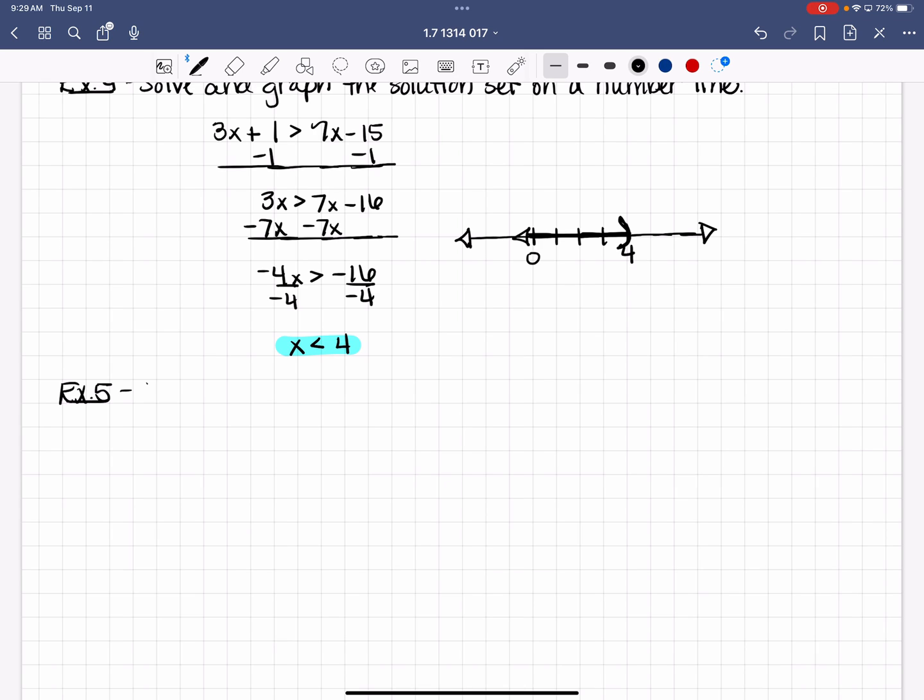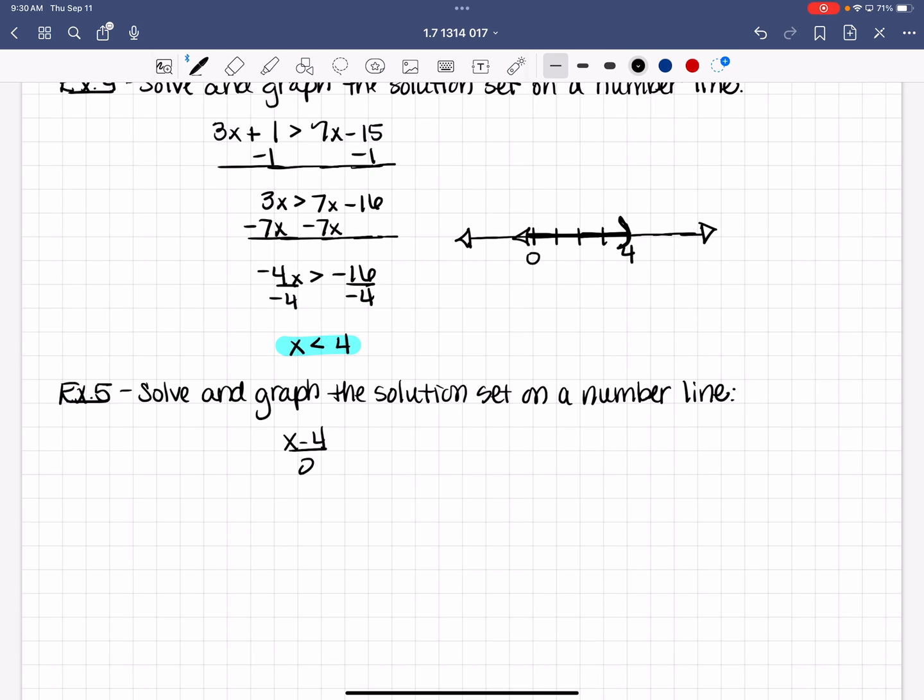Example 5. We have, once again, solve and graph the solution set on a number line. So I have x minus 4 divided by 2 is greater than or equal to x minus 2 all over 3 plus 5 over 6.